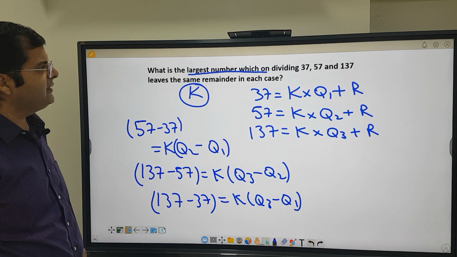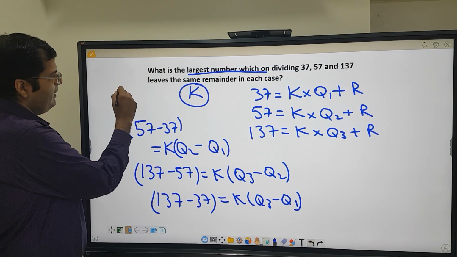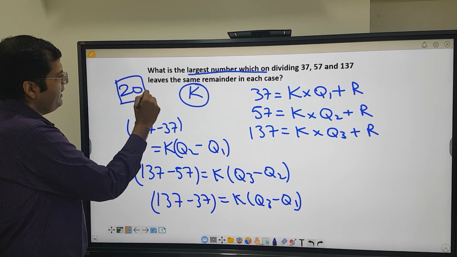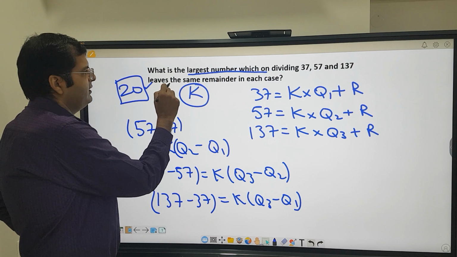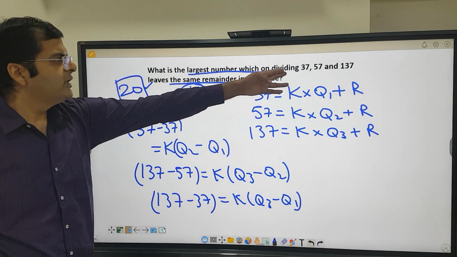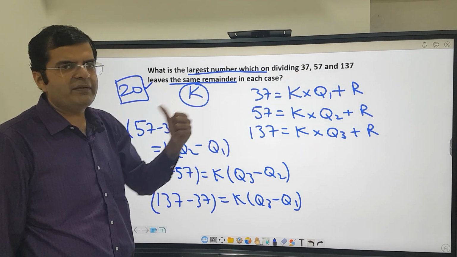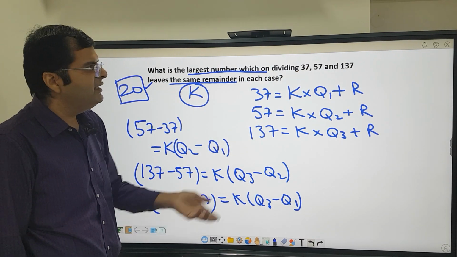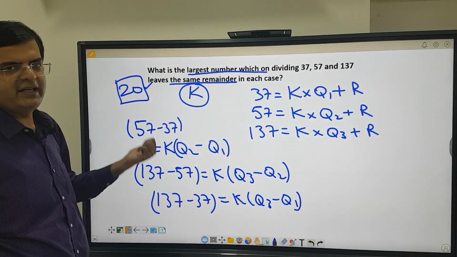So what is the largest number which on dividing these numbers leaves the same remainder? The number is 20. Had the question asked further what that same remainder is, you just do 37 by 20, the remainder is 17. Even if you do 57 by 20, the remainder is 17. And if you do 137 by 20, again the remainder is 17.